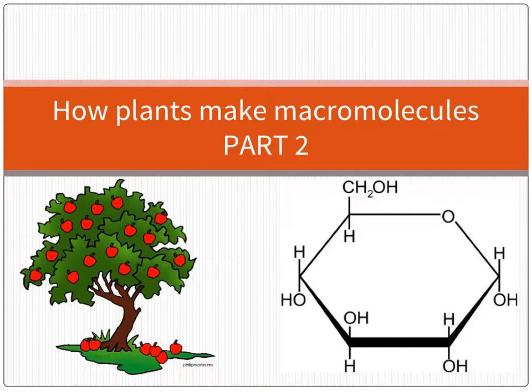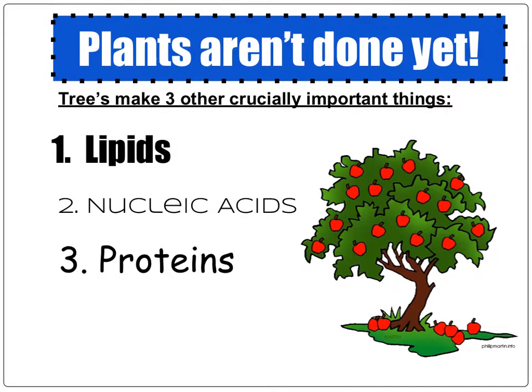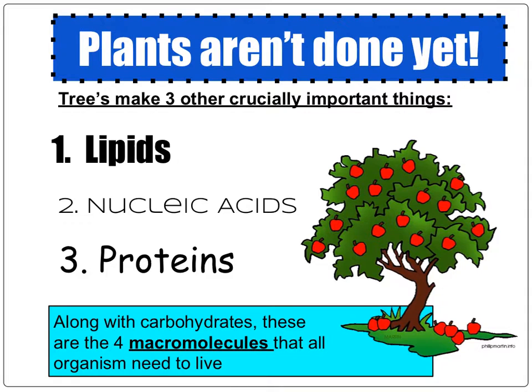Hello and welcome to the second part of how plants make macromolecules. Continuing from where we left off, we had talked about plants being able to make carbohydrates, but plants do not just make carbohydrates. As we said, they make lipids, nucleic acids, and proteins as well. Along with carbohydrates, these are the four macromolecules that organisms need to live. They are sometimes called the four biomolecules because they are that important to life.